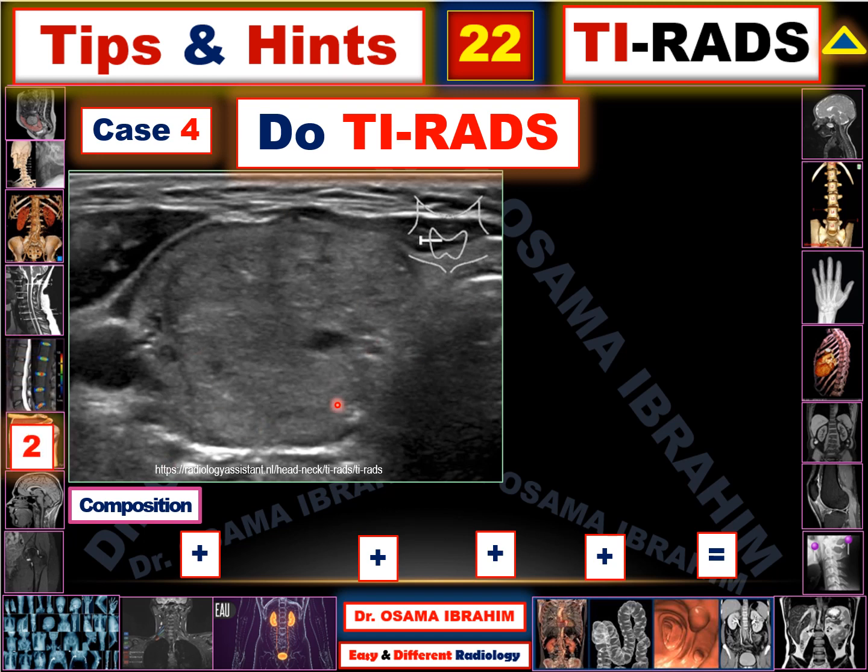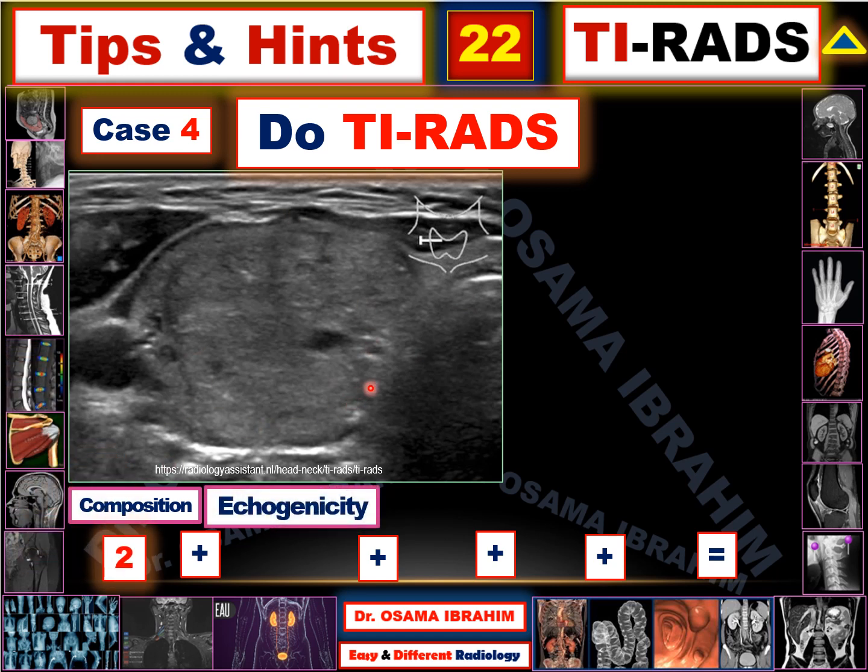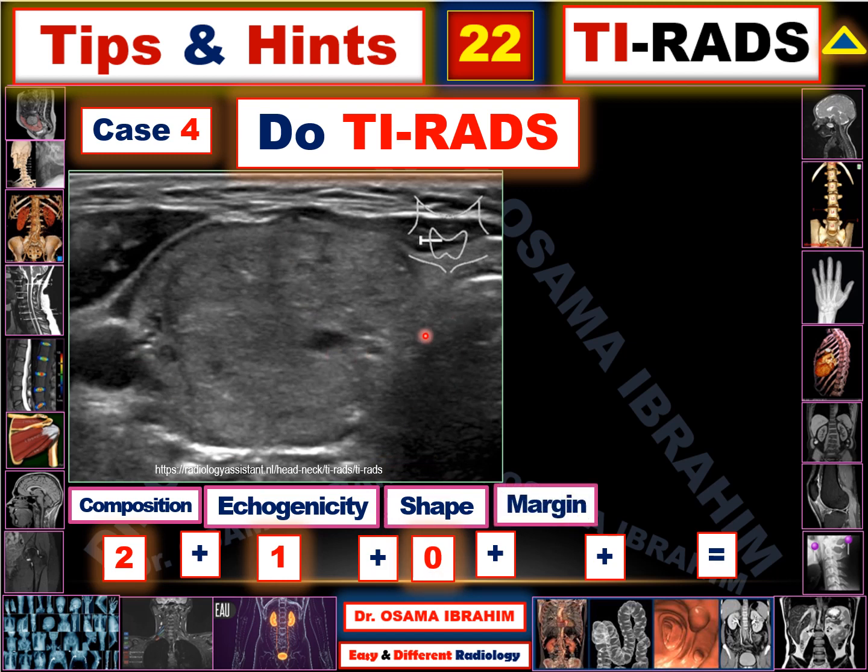According to the composition, it is a solid nodule, so it will take 2. The echogenicity is similar to the thyroid gland, so it will take 1, isoechoic. The shape is not taller than wide, so it will take 0. And the margin is smooth, so it will take 0.